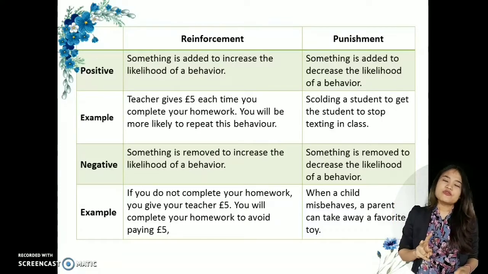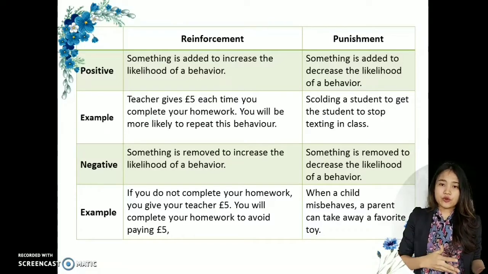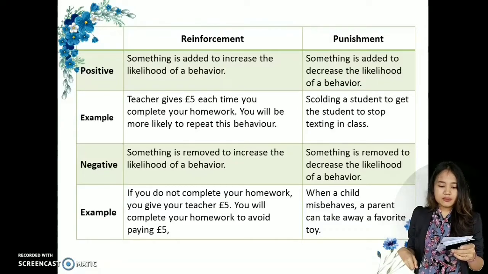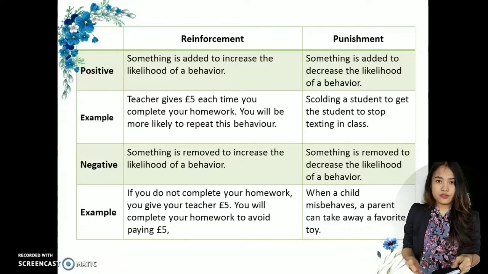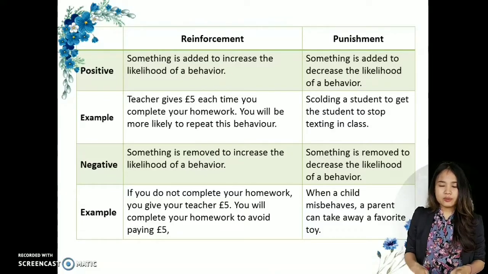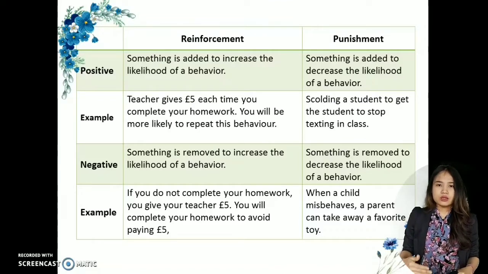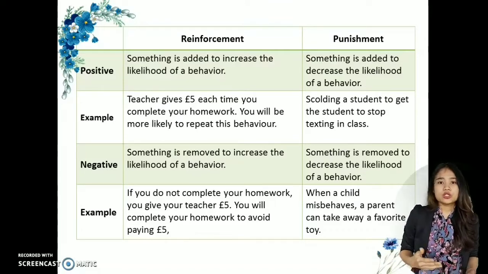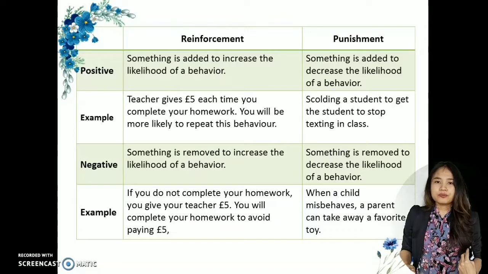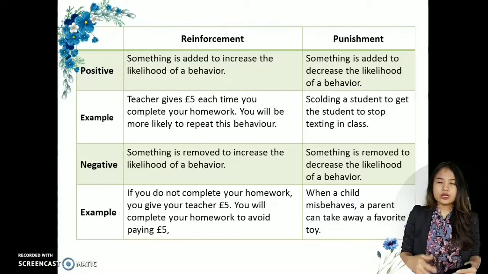There are two different kinds of reinforcement and punishment. Positive reinforcement is something added to increase the likelihood of behavior. But positive punishment is something added to decrease the likelihood of behavior. For an example of positive reinforcement, we can see an easy one in the classroom, like you as a teacher give a reward for the students that have a high score or do the best in the assignment or have good behavior in the classroom.